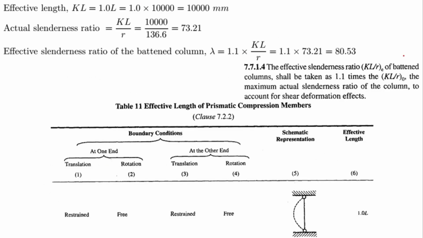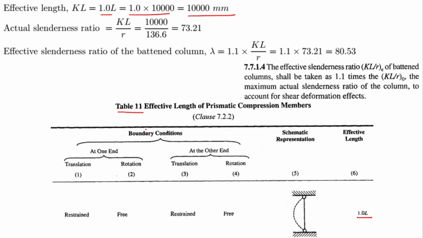Next we have to calculate effective length. Effective length for the column is taken from table number 11 of IS 800-2007. As for the column, both ends are hinged, so effective length will be 1.0 L. So if we calculate the value of effective length, it will be 10,000 mm. That is, the effective length and the actual length both are same.